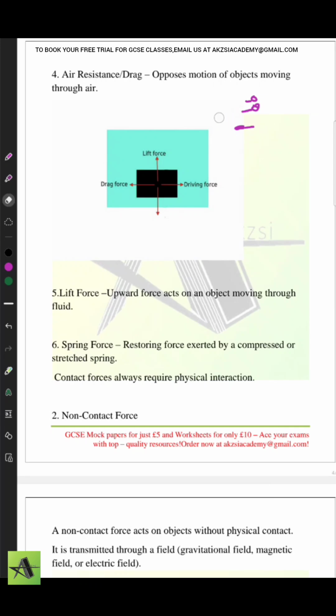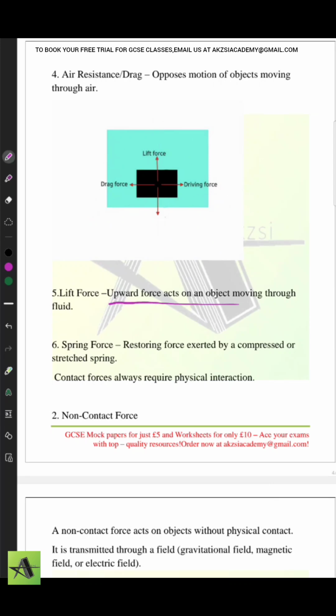So in this diagram, you can clearly see that this is the driving force. Take an example of aeroplane. Aeroplane is moving in forward direction, and air resistance or the drag is opposing in opposite direction. And this is actually the weight, because everything has the weight. So aeroplane has the weight, and the opposite is the lift force, which helps it in keeping itself in the air. And now we're studying the next force, which is the lift force.